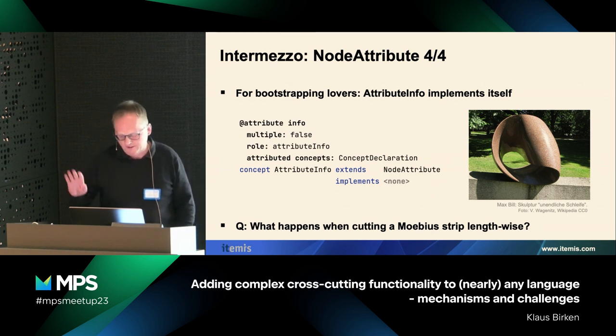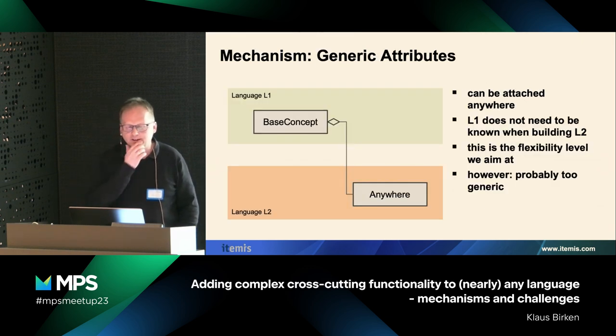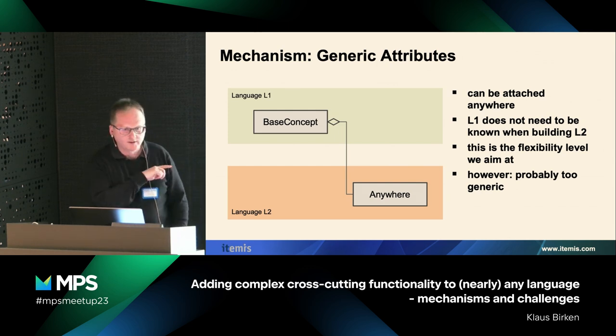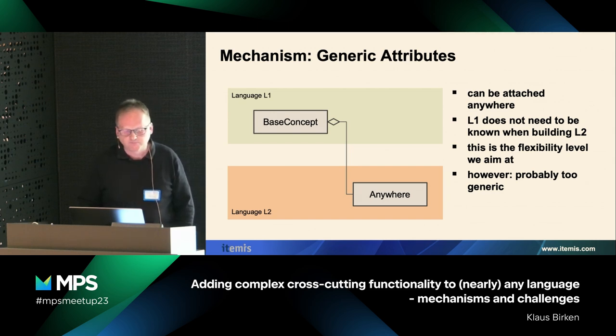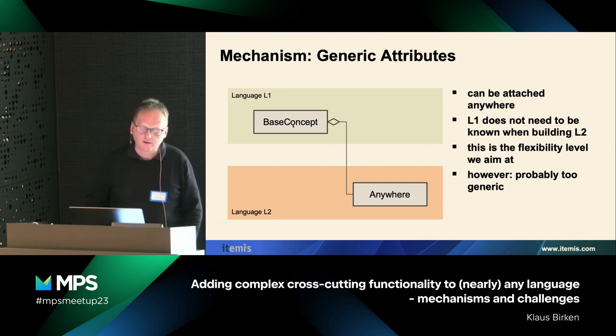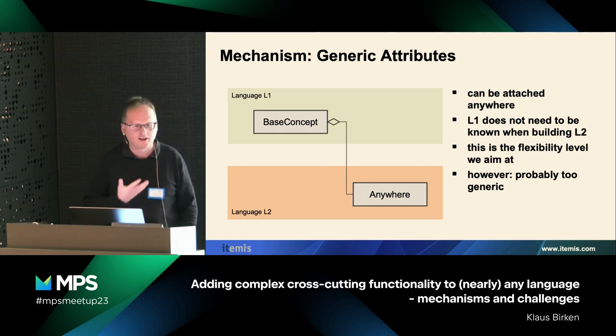But this was a little deviation. So now let's look at this mechanism. This is how the template fragment we looked at before was implemented. Here we have a node attribute again, but we are attaching it to a base concept. And this means we can attach it anywhere, to every node in our model.